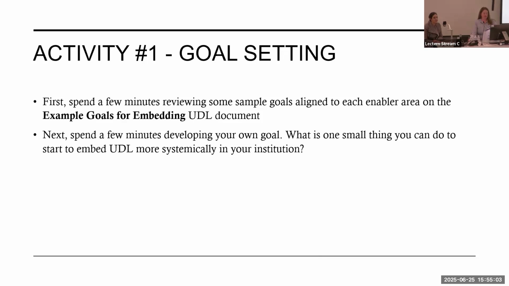Now what I want you to do is develop a goal. Start to think about your goal. Think about your role, your context, and your sphere of influence. And what is one small thing that you can begin to do to start to play a role in embedding UDL more systemically in your institution? This might be something you're already considering or already doing, or something that emerges for you as you look through the examples. And don't worry if it's not perfect. This is a starting point and we'll build.